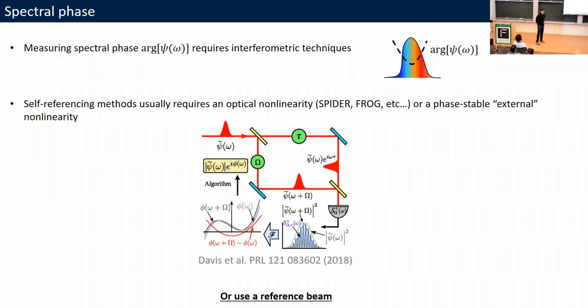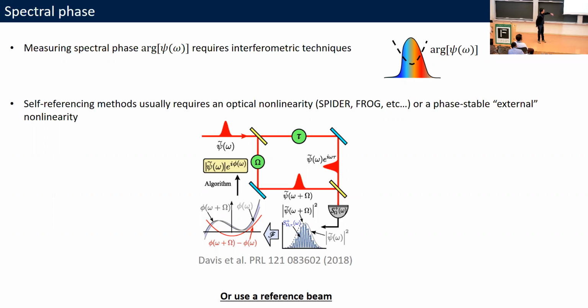There is one way around it, which is to use an external nonlinearity. In this paper here, they took their single photon and split it into the two modes of a Mach-Zehnder. In one of the modes, they sent the photon through an electro-optic modulator. This allowed them to apply a spectral shear to the photon, which is effectively the nonlinearity that they needed.